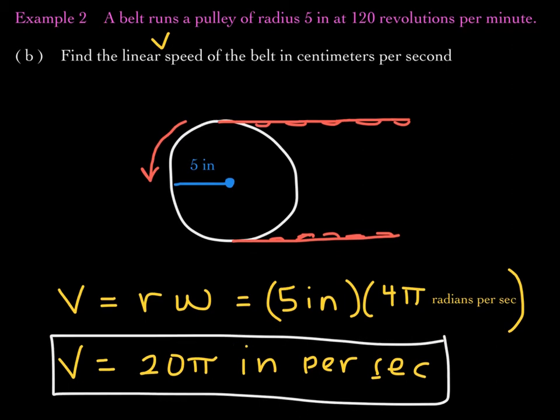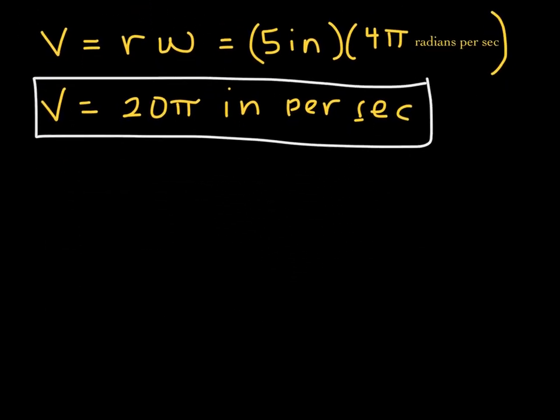If you want an approximation, then you would have to punch pi into your calculator. And if you do that, you should get that the linear speed is approximately 63 inches per second, right? Which makes sense because pi is about 3.14, so about 3, and 3 times 20 is 60, so we're in the ballpark. That's an approximation, though.